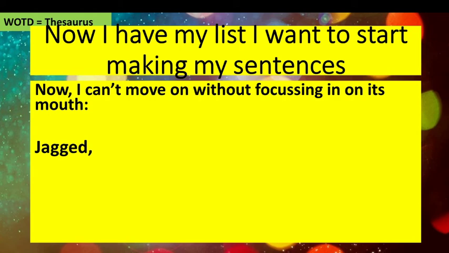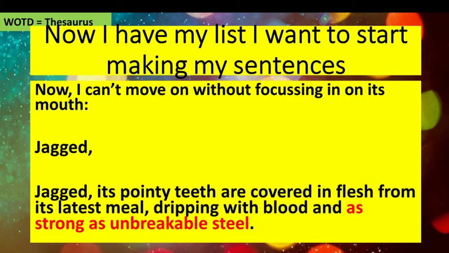And I don't think you can really describe the mouth of a dragon without describing its teeth and how dangerous they are. So we're going to start with the word jagged. My dragon's teeth are really sharp and pointy, and I'm going to go with the word jagged here. So I'm going to open it with that, and then I'm going to finish it off. Jagged, its pointy teeth are covered in flesh from its latest meal, dripping with blood and as strong as unbreakable steel. I didn't realise that rhymed until this moment right now.